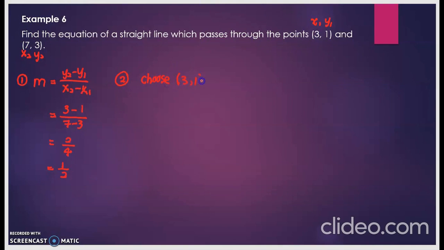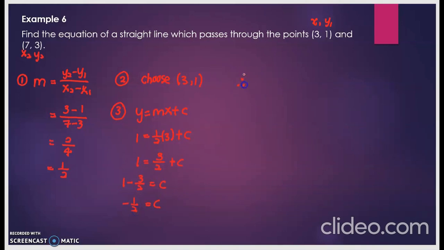So 3 and 1. So third step, we are using the formula. Let's say y is equal to mx plus c. If we are using this formula, first we have to find the value of c. So my y based on this point is 1, equal to m is 1 over 2, x is 3, times 3 plus c. So here 1 is equal to 3 over 2 plus c. So 1 minus 3 over 2 is equal to c. So our c will be 1 minus 3 over 2, which is negative 1 over 2.